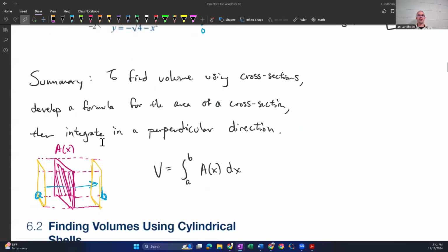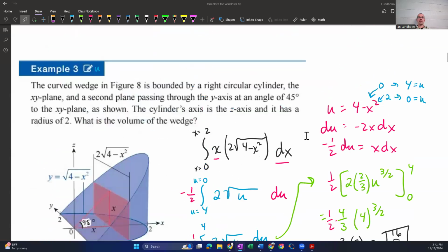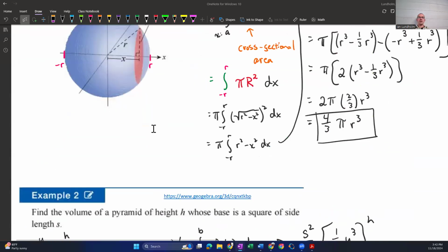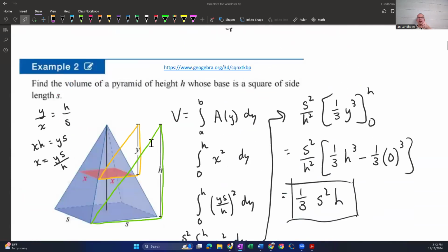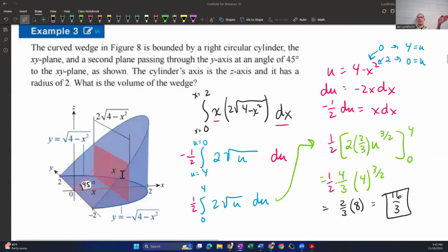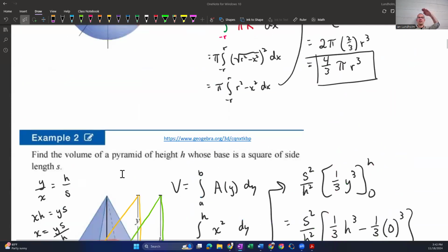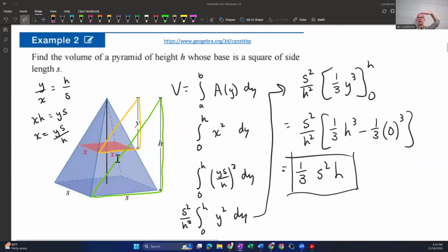The summary for this section is to find the volume using cross sections. You develop a formula for the area of a cross section and then integrate in the perpendicular direction. So on these ones, we had cross sections that were perpendicular to the x-axis. Here's one that's perpendicular to the x-axis. This cross section, this red square, was perpendicular to the y-axis, and that's why we did dy on this one. Okay.